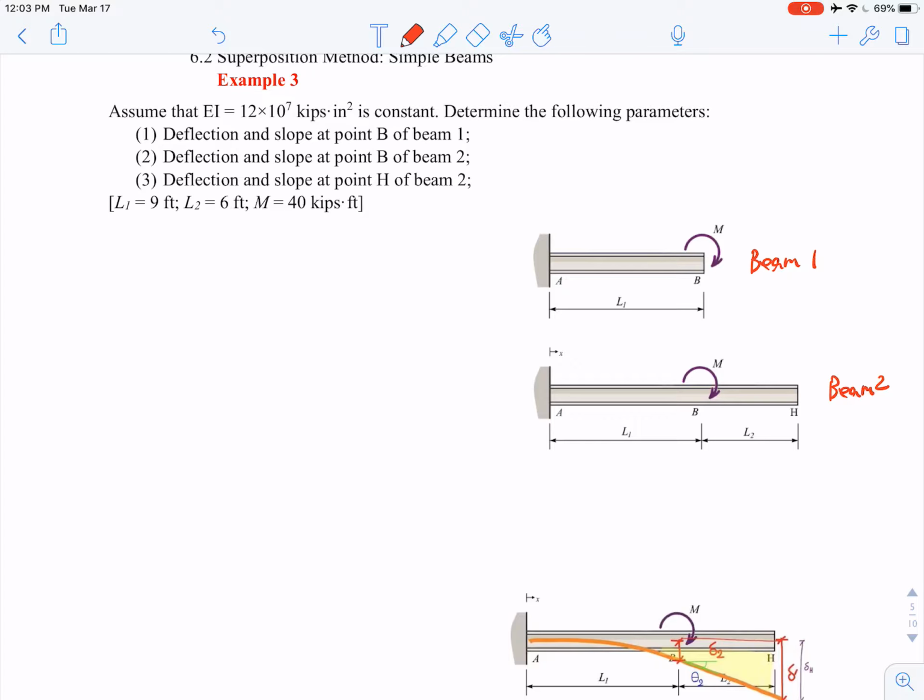Okay, you're determining deflection and slope at the point B of beam 1, beam 2, and deflection and slope at the point H of beam 2. Here is the point H.